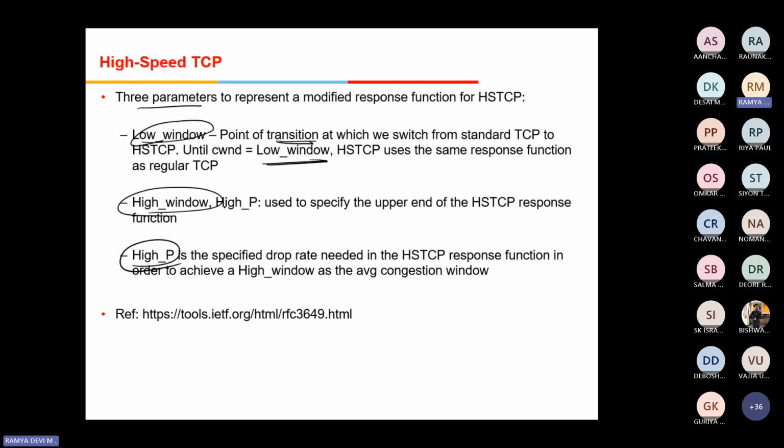The next one is high window. This parameter represents the target average congestion window size to achieve in high speed networks. This defines the upper operating point that can utilize the bandwidth in an effective way. What can be the maximum bandwidth? That will be your high peak. The next one is high peak. High peak is a drop probability.